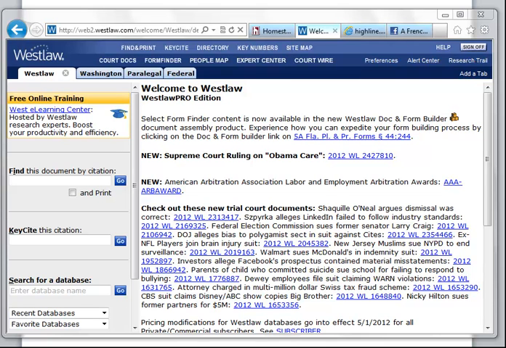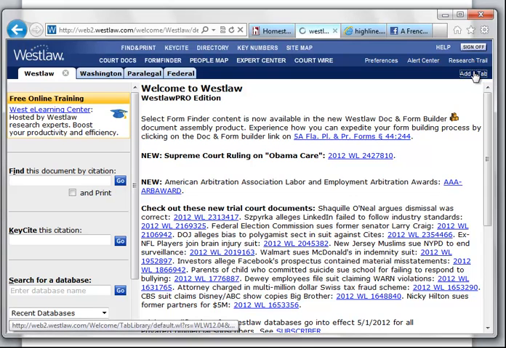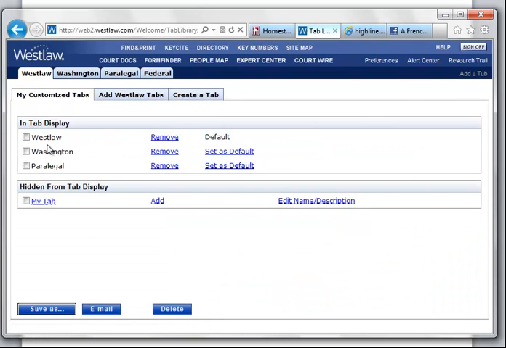This is my quick overview of Westlaw features. When you first enter Westlaw, you see a Welcome to Westlaw title like you see here, but it's not very effective. So look in the right hand corner to where it says Add a Tab. Click here and you'll see that you have some options where it says Add Westlaw Tabs. Click there.